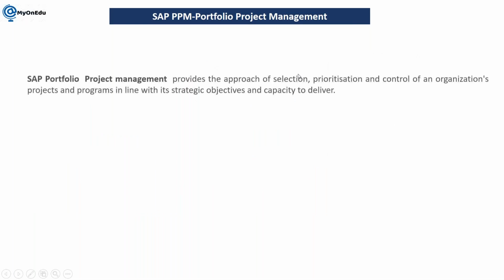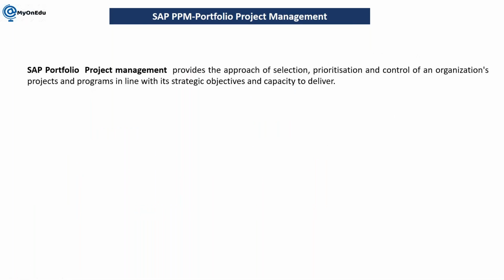SAP Portfolio Project Management provides the approach of selection, prioritization, and control of an organization's projects and programs in line with its strategic objectives and capacity to deliver. So here in the previous example, we are having projects, we are having programs, and then we are having a portfolio. Okay. So before even starting any project, you need to analyze whether this investment, this project will be suitable for us or not.